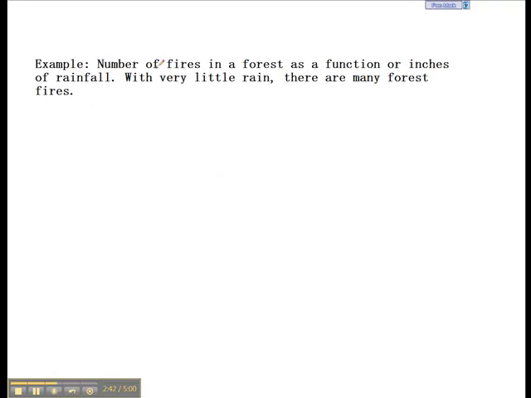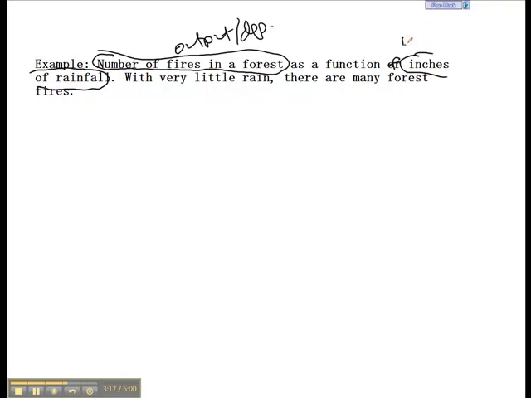Let's take a look at a sketch of an example. Suppose we have the number of fires in a forest, and we're modeling that as a function of inches of rainfall. With very little rain, there are many forest fires. That's all we really know. First of all, let's identify what our dependent and independent variables are, or output and input. We have two of them, and it's number of fires as a function of inches of rainfall. Well, we know that output is a function of input. That's the way it's always written. So this must be my output variable, or dependent, and this must be my input variable, or independent.